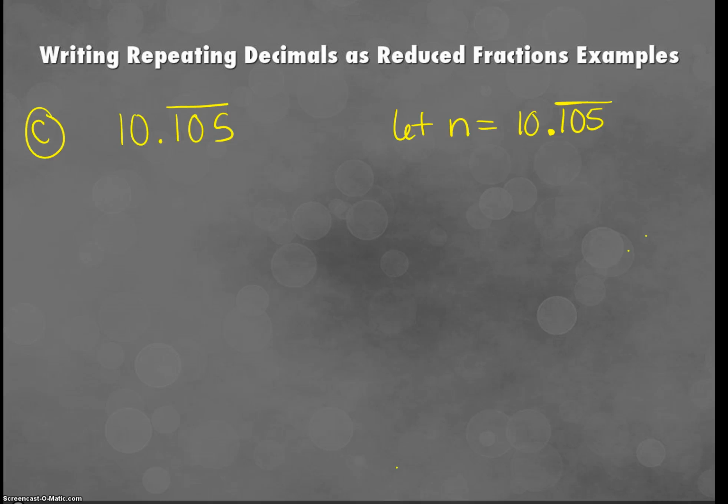So go ahead and write this example down. I let n equal 10.105 repeating. I'm going to show you that this is going to be a mixed number, but we can still do it. Go ahead and pause the video and see if you can get started just by clearing out your fraction.